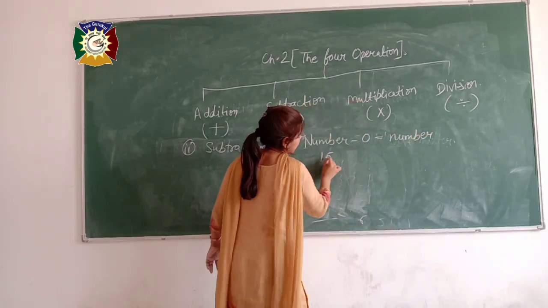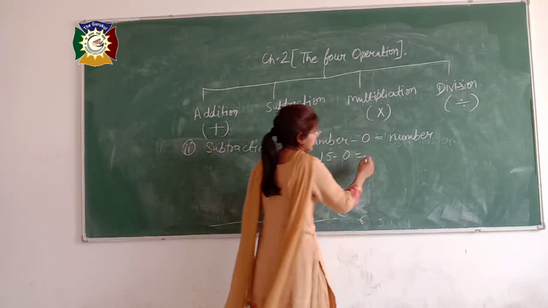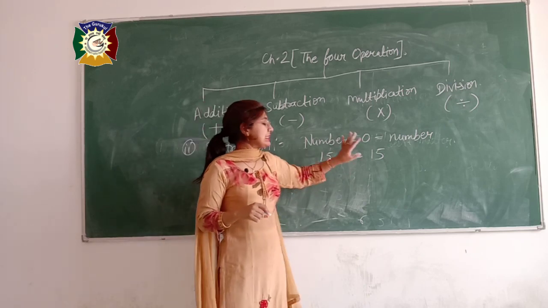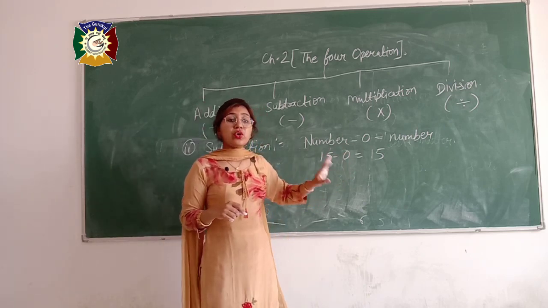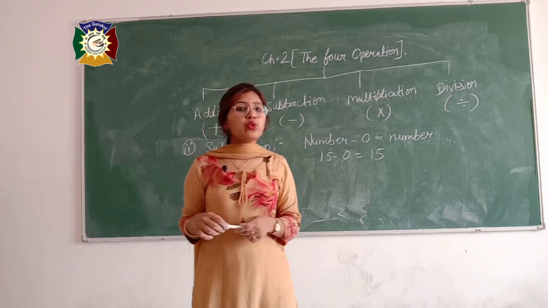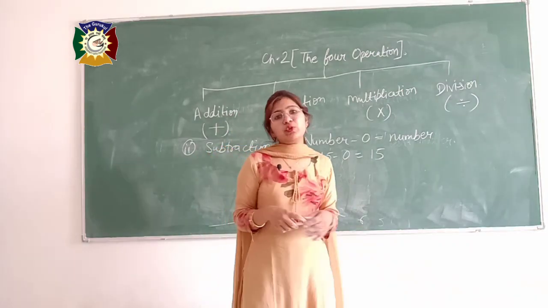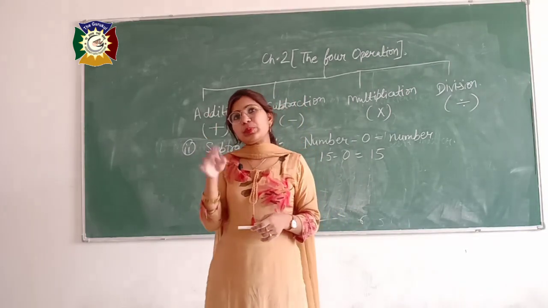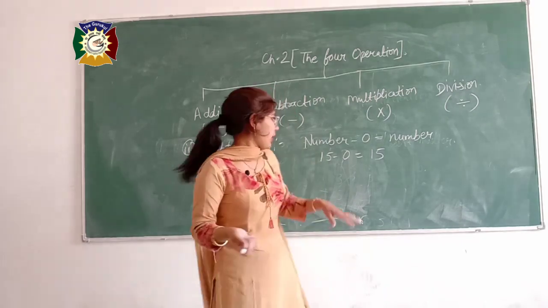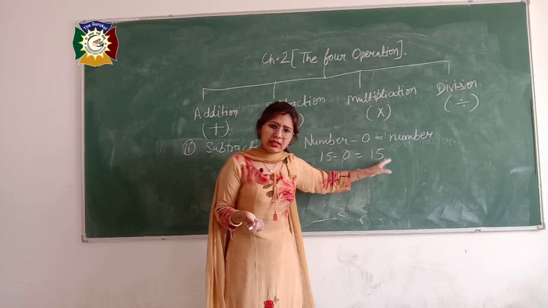Like 15 minus 0, you are doing. There is no change in the answer. You again get 15. 0 is nothing. If I say you have 15 rupees and you go to the market, and when you come back, you again have 15 rupees, then I ask how many rupees you spent in the market. You will say, ma'am, 0 rupees, because you have as it is 15. Same you can take it here. 15 minus 0 is again 15.